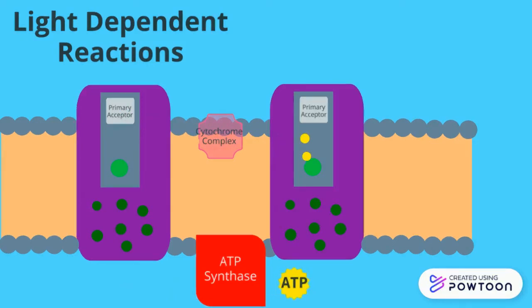When the electrons are transported between photosystems, the energy that it gives off is enough to stimulate ATP synthase, creating ATP, the energy molecule that powers several biological functions.